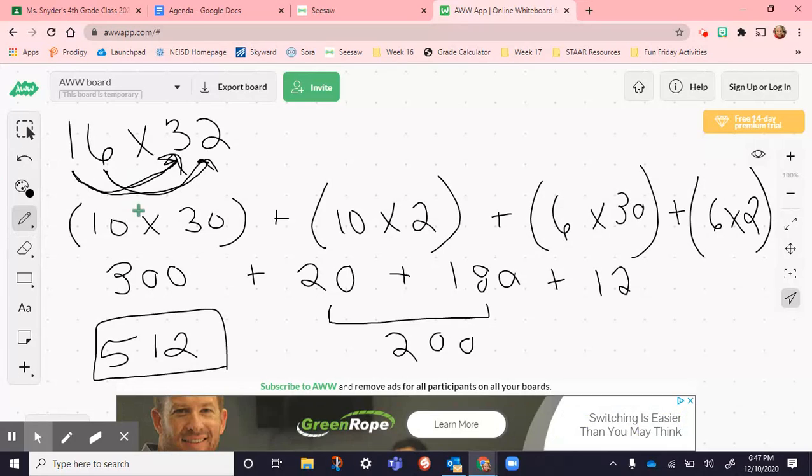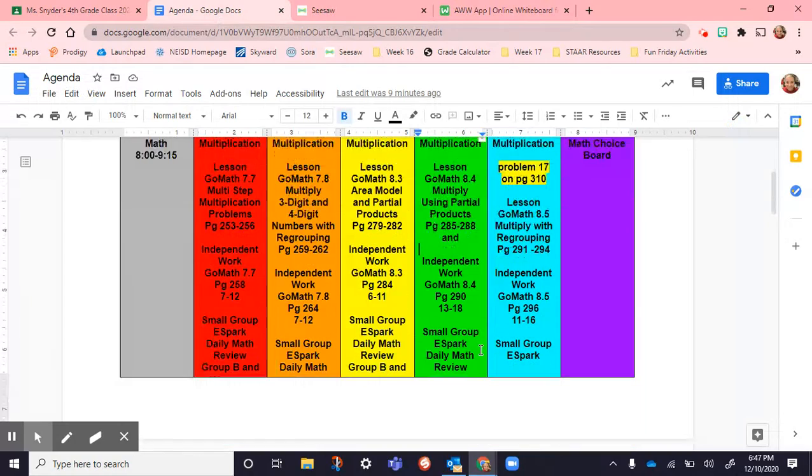And that is, again, this line right here is the distributive property. This line right here is the partial products. This right here is your final product of what 16 times 32 equals. So 16 times 32, 512. Alrighty. Okay, all right, so that was math.